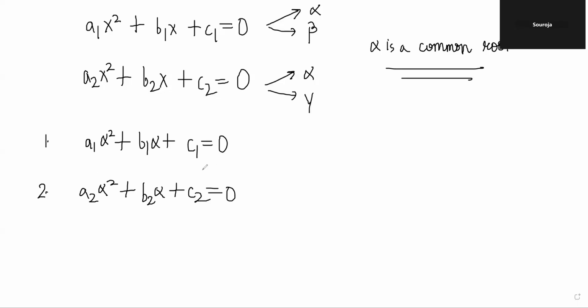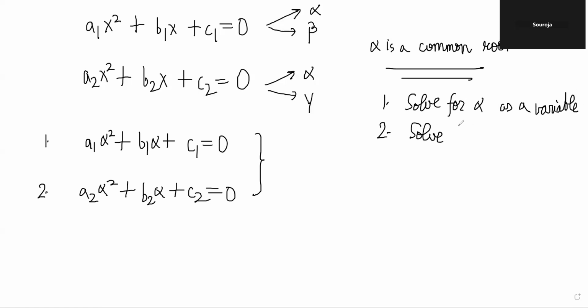Do you understand so far? So, how to get the condition? What we will do is there are two steps to it. Solve for alpha as a variable. And the second step is solve for alpha square as a variable. So what I mean by that, I will explain.